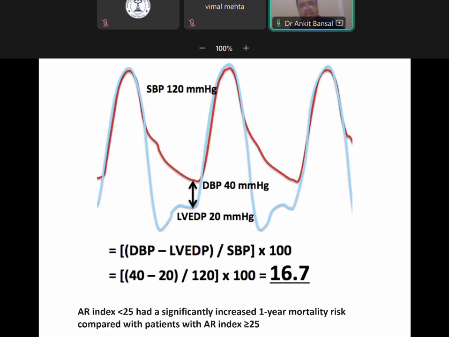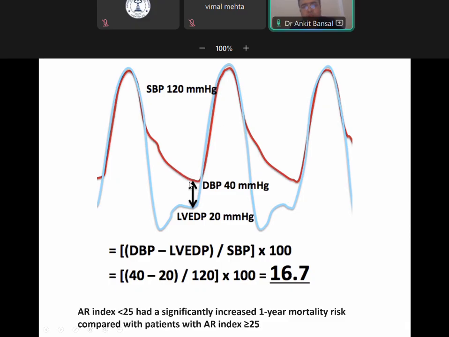So what is AR index? This thing can be shown to you in spotters, and you may be asked to calculate the AR index. So AR index is nothing but how much the diastolic blood pressure is coming down. It is the diastolic blood pressure minus the LVEDP divided by the systolic blood pressure. So here the diastolic blood pressure is 40, 40 minus 20 divided by 120 into 100, 16.7.